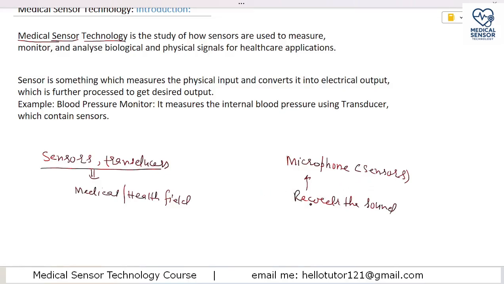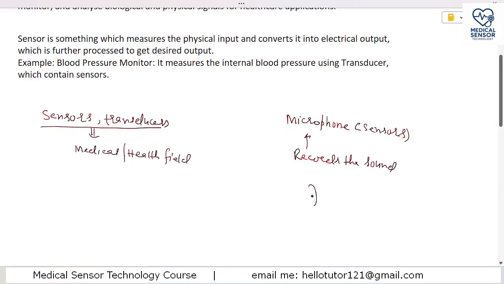Let us say this is a microphone. The sound is a physical input. This is the reason we call sensors input devices. For example, in a computer, the mouse, the pointer, and the keyboard are input devices because you can input characters or instructions. Similarly, this microphone is an input device.